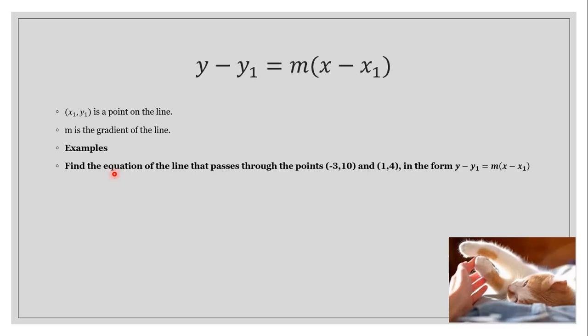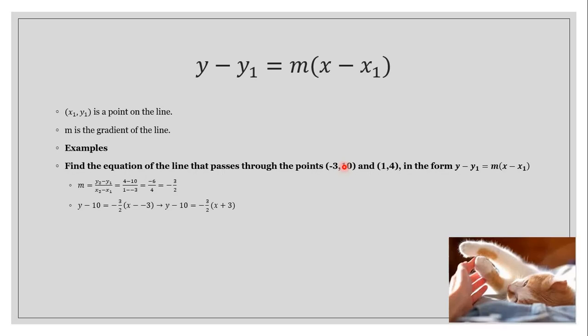So here's some examples. Find the equation of the line that passes through the points -3, 10 and 1, 4 in the form y minus y1 equals m lots of x minus x1. So the gradient m is equal to y2 minus y1 over x2 minus x1. Changing y over changing x. We have two y values and two x values, so we'll use these. So 4 minus 10 over 1 minus 3. That's going to be the gradient. And that's the same as minus 6 over 4, which can be simplified to minus 3 over 2.